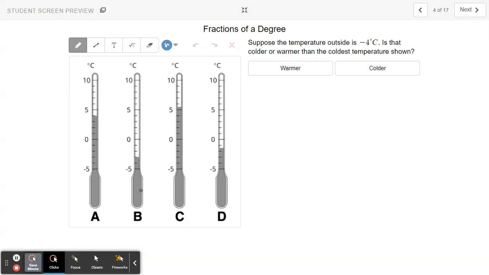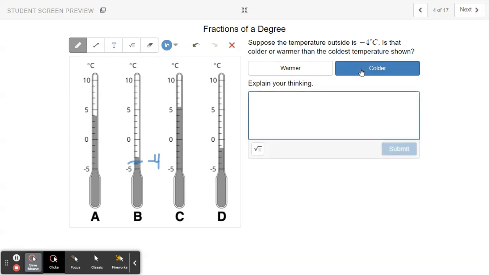So on here, let's go ahead and mark where is -4 degrees. If that's 0, that's -5. We know we're going 0, -1, -2, -3. So here is -4. Whoops, I'm not very good at drawing those lines. So if that's -4, that's actually lower than the coldest temperature, isn't it? So since -4 is lower down on the thermometer, that means it's actually colder.